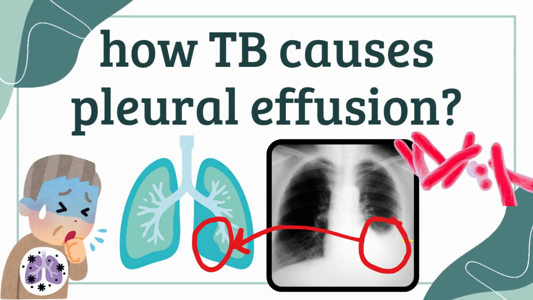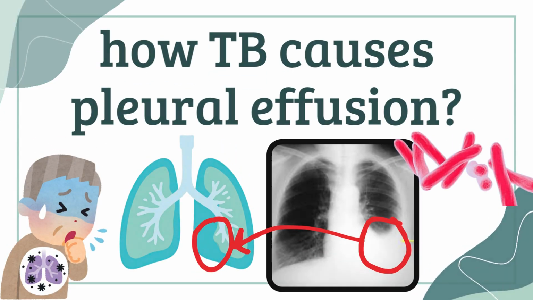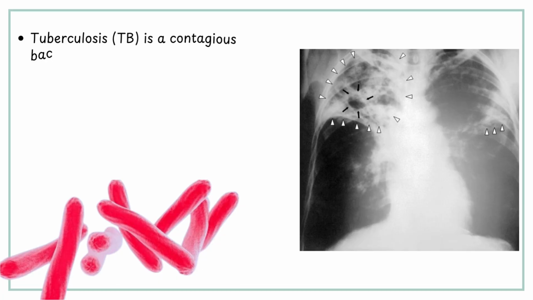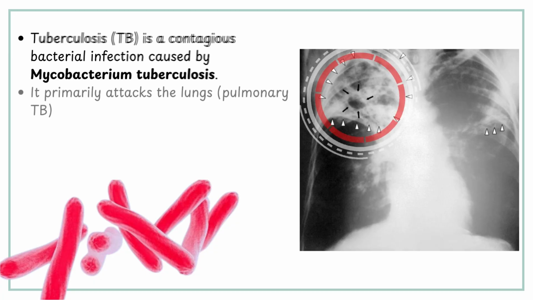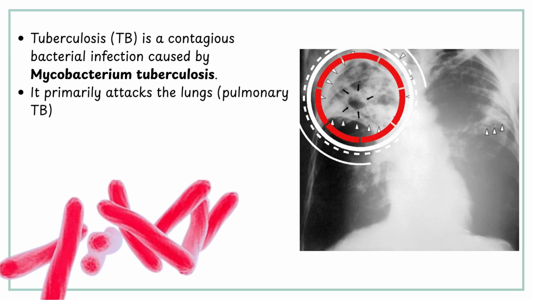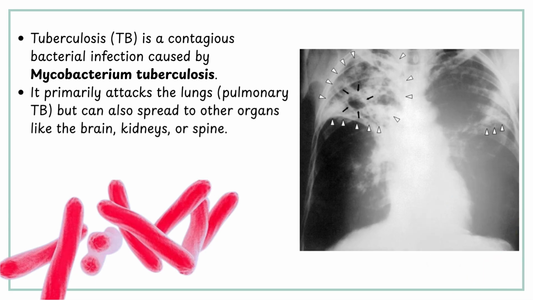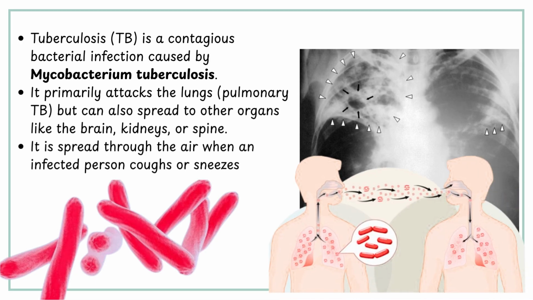How does TB cause pleural effusion? Tuberculosis, TB, is a contagious bacterial infection caused by Mycobacterium tuberculosis. It primarily attacks the lungs, known as pulmonary TB, but can also spread to other organs like the brain, kidneys, or spine. It is spread through the air when an infected person coughs or sneezes.